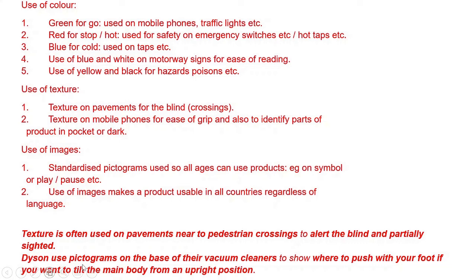So down here at the bottom, this is how you might come across it in a sentence. Texture is often used in pavements near pedestrian crossings, so that would give you 1 mark. This is to alert blind and partially sighted people, which gives you the 2nd mark because you've explained it. If we do one for pictograms: Dyson use pictograms on the base of their vacuum cleaners. 1 mark. To show where to push with your foot if you want to tilt the main body from the upright position. So it's 1 mark for bringing up that point, and another mark for explaining how that has been applied. So again, 4 marks.